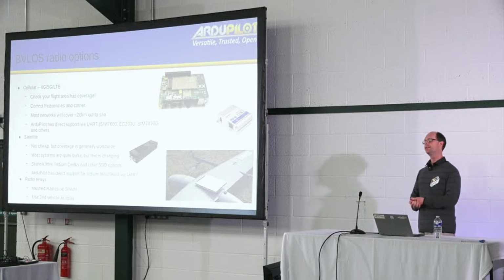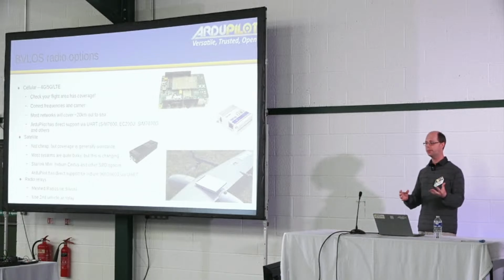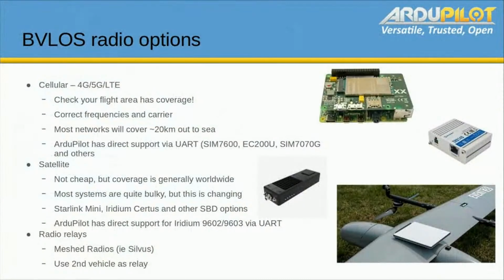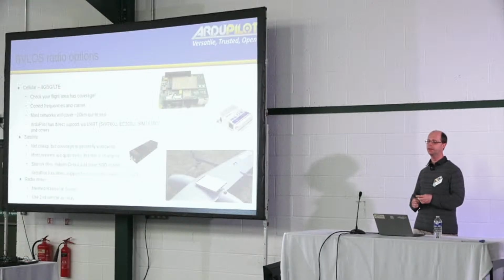The obvious one is your Starlink Minis. If your aircraft is big enough, you could fit one of those on. Starlink Minis will work fine. There's Iridium Certus as well, which is a little bit smaller, a little bit more expensive. The antennas can be about yay big. They're a bit smaller than your Starlink Minis.